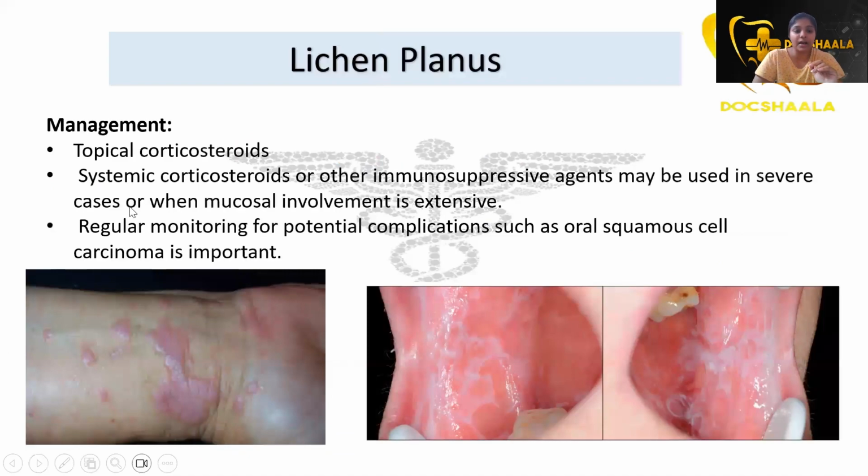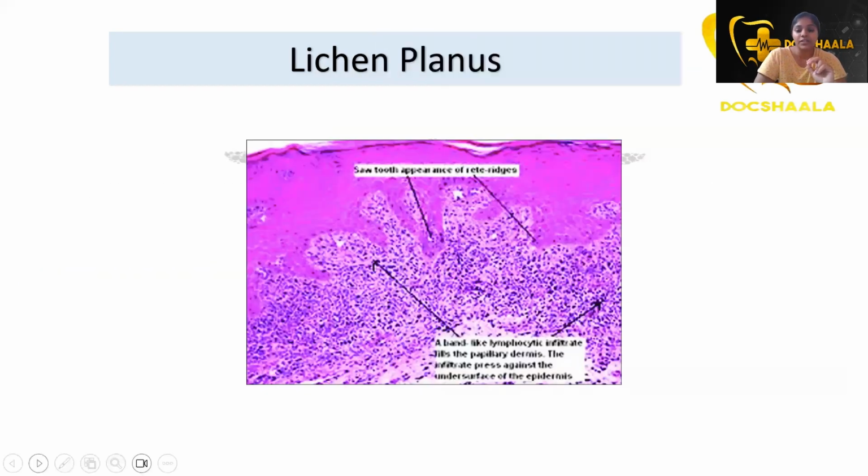We can see how it looks as a skin lesion: plaques, violaceous plaques, pruritic plaques. In the oral lesions, Wickham's striae, you can see white patches with Wickham's striae. Management will be topical corticosteroids and systemic corticosteroids or other immunosuppressive agents, and regular monitoring of the patient is required. Then coming to a few questions.